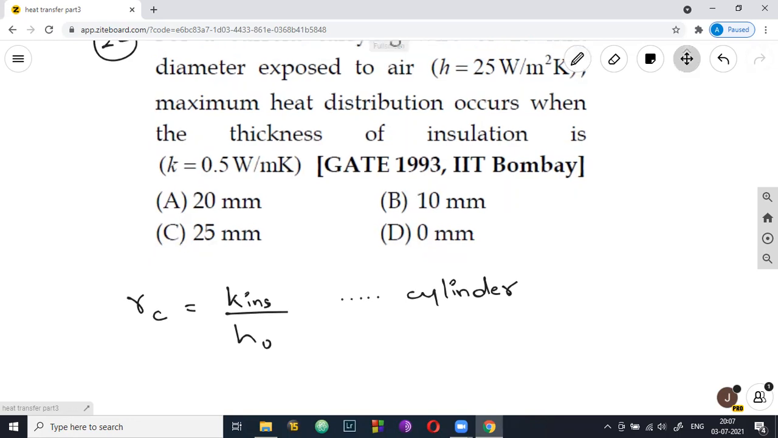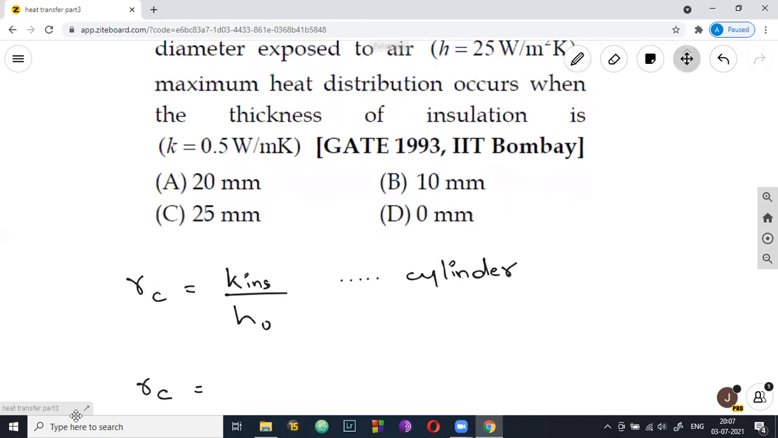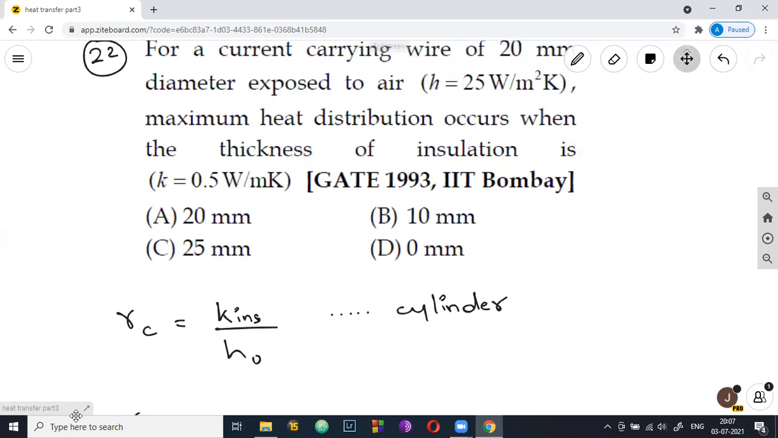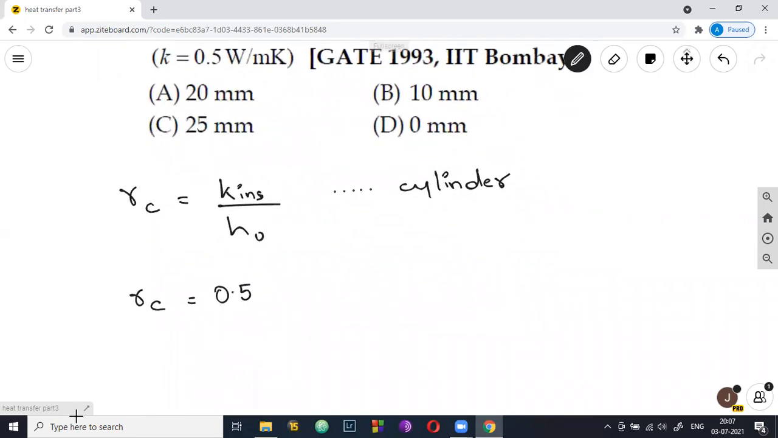Now, RC will be equal to, what is the insulation's thermal conductivity? 0.5. What is outer air's H value? 25. So 0.5 divided by 25. So when you solve out, you get RC is equal to 0.02 meter. Convert this into millimeter. So how much is RC in millimeter? 20 millimeter. So this is your critical radius of insulation.